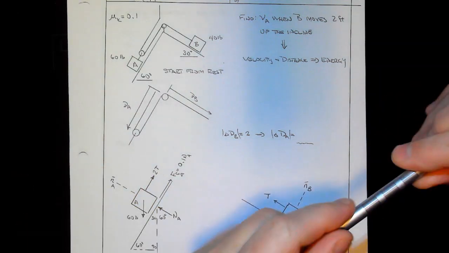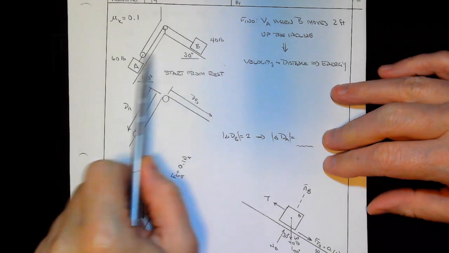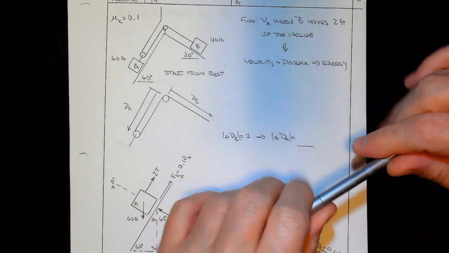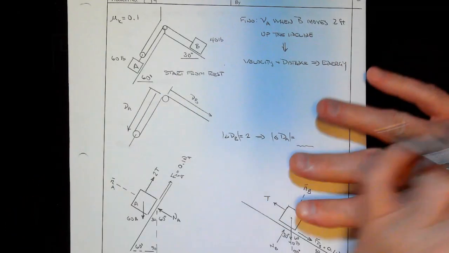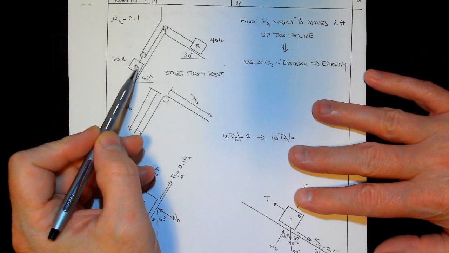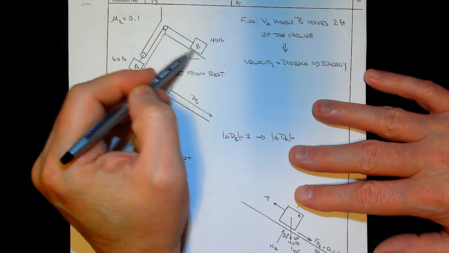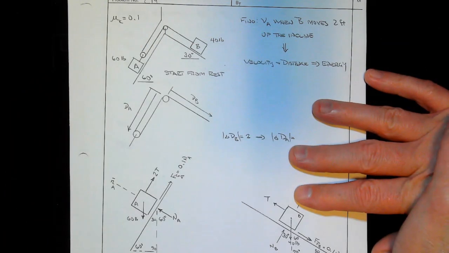So what I have here are two blocks on slants. Here are ramps, one at 60 degrees, the other at 30. The one at 60 weighs more than the one here at 40 pounds. Both of these ramps have friction, so 0.1 coefficient of static friction. And so here's what we want to do.